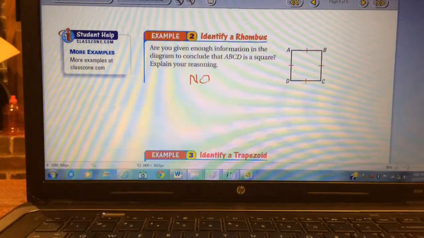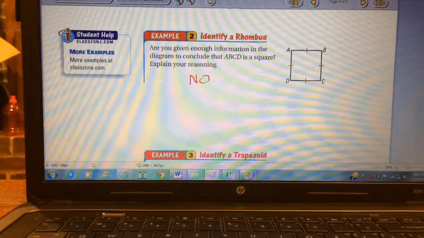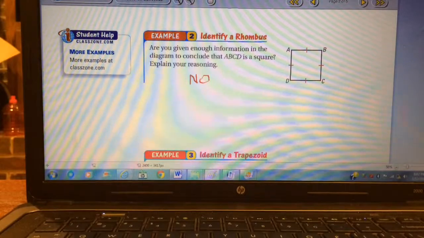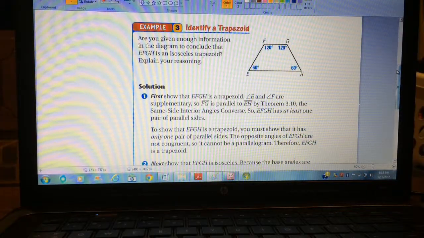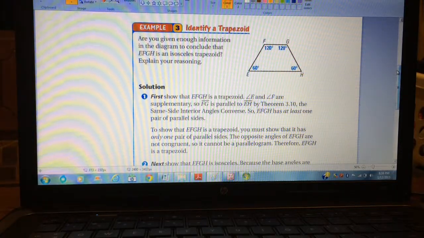That says no, by the way. And if we're going to explain our reasoning, we would just say squares have four right angles and the angles are not right. Alright, so in example 3, they ask us to identify a trapezoid.